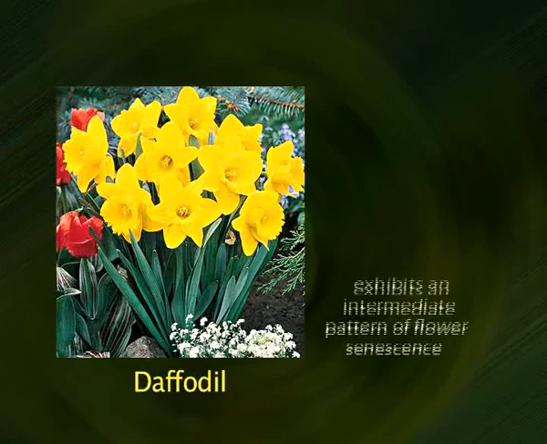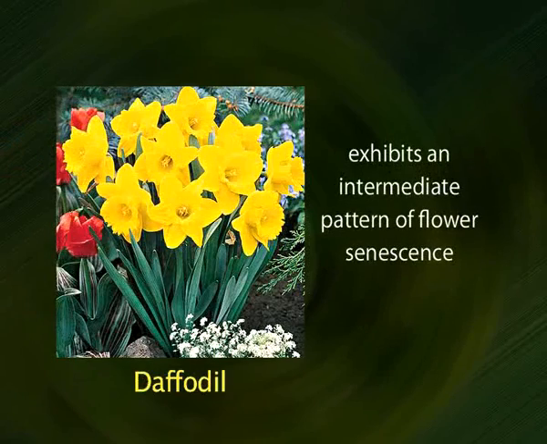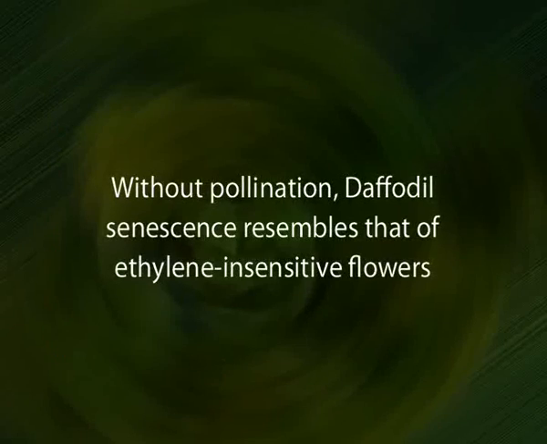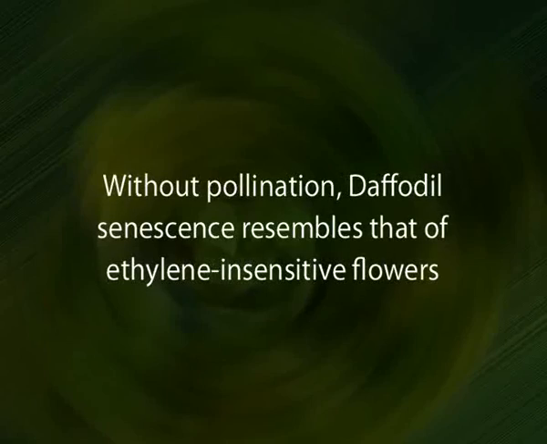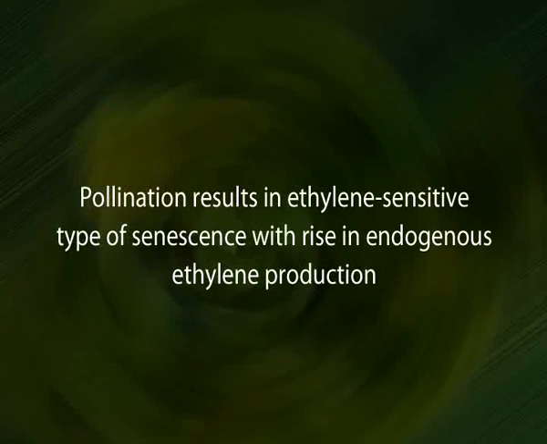However, some flowers, as in daffodil, exhibit an intermediate pattern of senescence. Without pollination, their senescence resembles that of ethylene insensitive flowers in that there is little ethylene production and only a limited response to inhibition of ethylene biosynthesis and action. However, pollination results in an ethylene-sensitive type of senescence with an associated rise in endogenous ethylene production, and as such application of exogenous ethylene accelerates senescence.